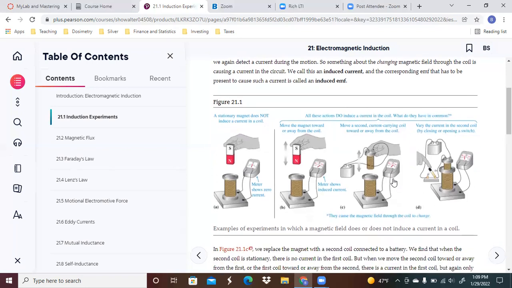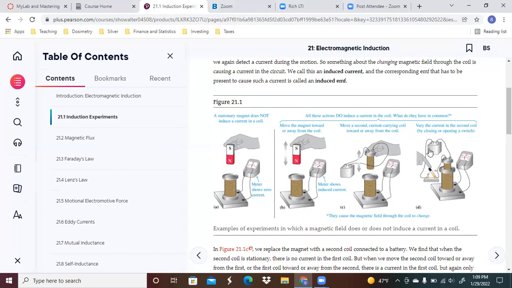Now, if you start moving the magnet towards or away from the coil, guess what? You're going to start measuring something. What if you take a second current carrying coil and you've got this current going here and you're moving it up and down away from this particular coil? Guess what? You're going to measure some current.